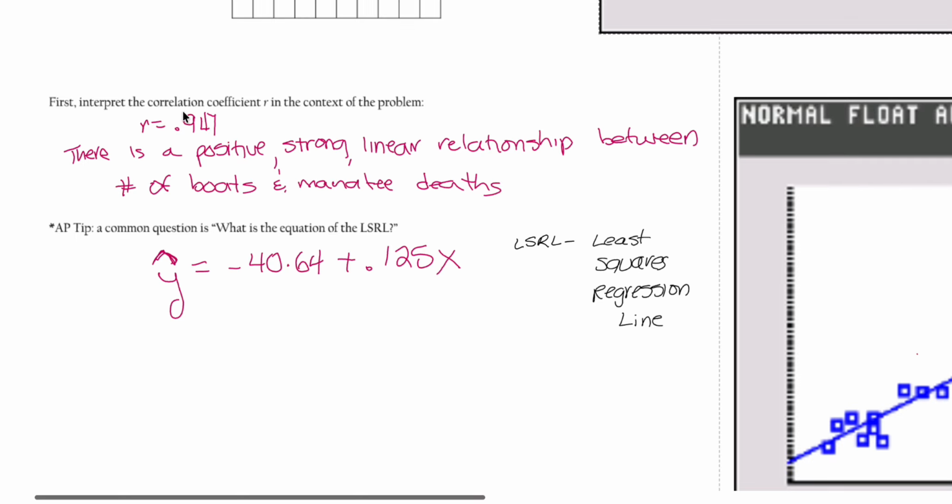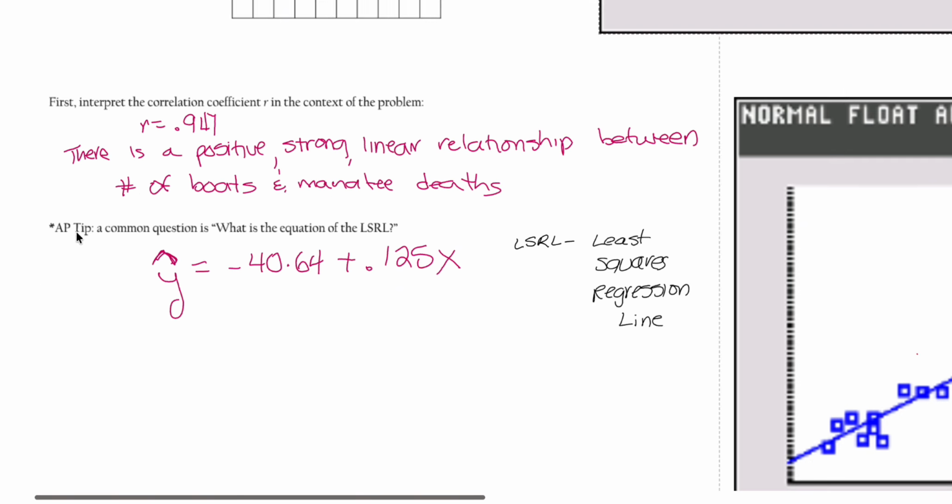So first, interpret the correlation coefficient r in the context of the problem. We know the r right here, this is the value, but what does it mean? How are we going to interpret it? First of all, this value is positive, which means there's a positive association. Also, because it's pretty close to 1, 0.947, we can say that it's having a strong relationship. And also because it's a linear relationship between number of boats and manatee deaths.